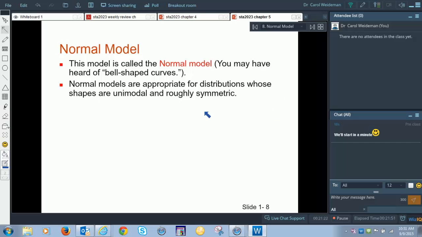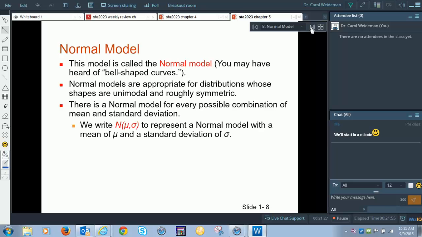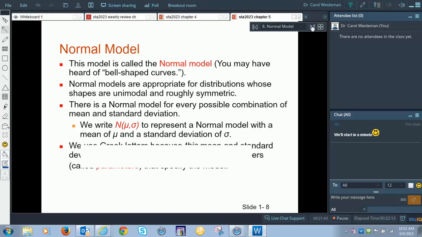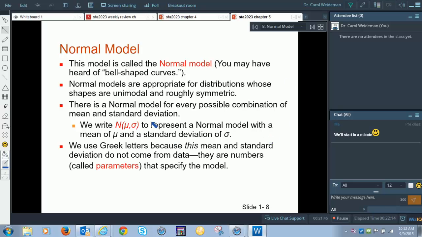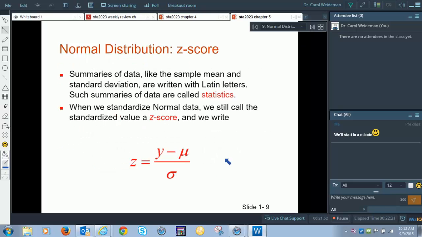So the normal model is an important model in statistics, okay? Bell-shaped curves, most people have heard of that. And they're used for distributions whose shapes are unimodal and roughly symmetric. And that's going to be an assumption we're going to check, and I'm going to talk to you about that in just a minute on how to check that. But there's a whole series of normal models depending on what the mean and the standard deviation are. And this is the shorthand that we use, capital N, parenthesis, and then you would write in the value of the mean and the value of the standard deviation. And we use Greek letters now because this is referring to a population, and we're talking about parameters, not statistics.